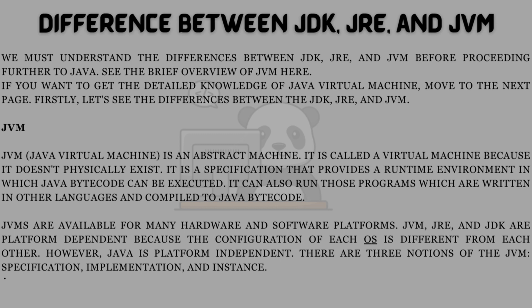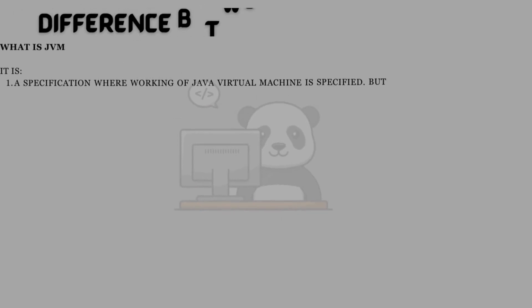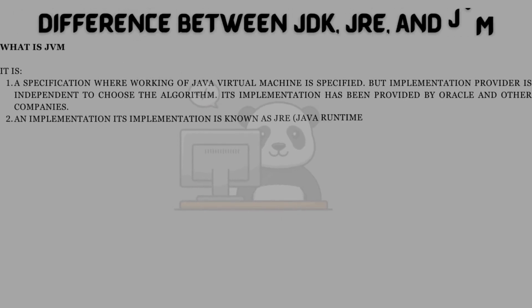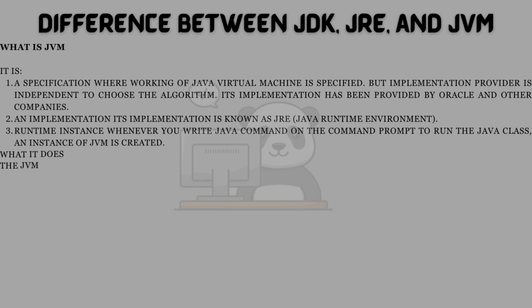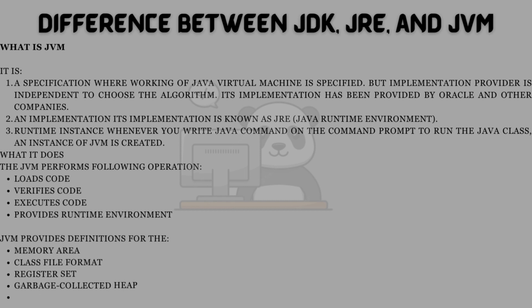There are three notions of the JVM: specification, implementation, and instance. What is JVM? It is a specification where the working of Java Virtual Machine is specified, but the implementation provider is independent to choose the algorithm. Its implementation has been provided by Oracle and other companies. Its implementation is known as JRE, Java Runtime Environment.